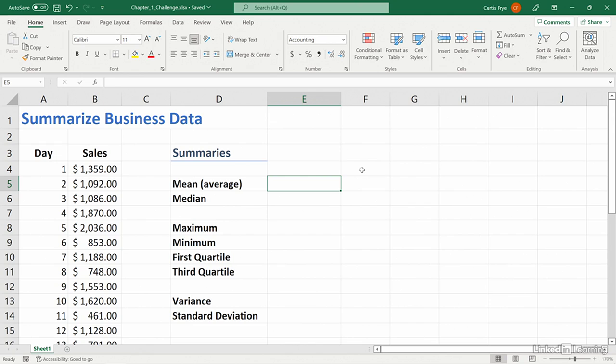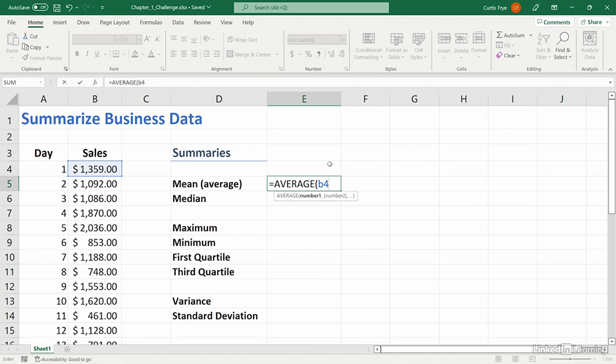In column D, I have a list of summaries that I would like to perform, and we can do that in column E. So in cell E5, the first thing I want to do is calculate the mean or average of the values in column B. So in E5, which I've already clicked, I will type an equal sign, and the average function is average. And again, that's also called the mean. The range is B4 through B33.